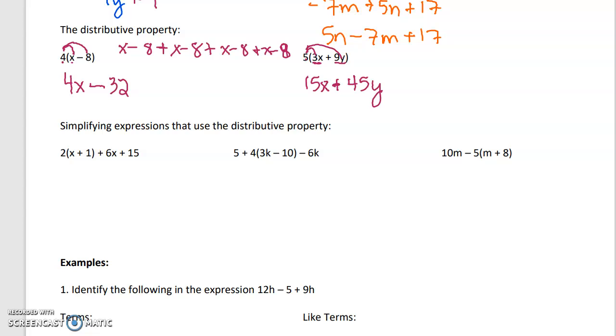It allows us to kind of circumvent those order of operations by writing something equivalent. I would multiply 2 times x to get 2x. I would multiply 2 times 1 to get 2. And I would bring down all of my other terms. And now I can identify my like terms as 2x and 6x, which is 8x, and 2 plus 15 is 17. And 8x plus 17 is the simplified expression.